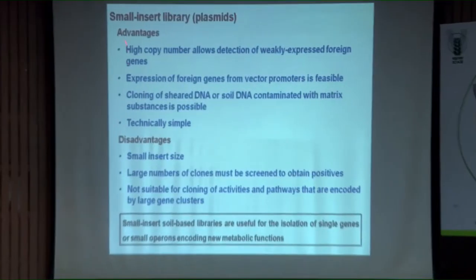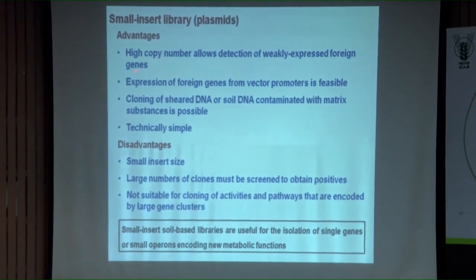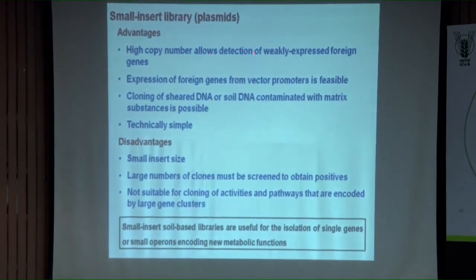The small insert libraries which you prepare in plasmids have these advantages. Technically, it is very simple. And you have a high copy number which allows the detection of weakly expressed foreign genes. And the expression of foreign genes from vector promoters is also feasible. And cloning of sheared DNA or soil DNA contaminated with matrix substances is possible. These are some of the advantages. But then, every coin has a head and tail, so they also come with some disadvantages.